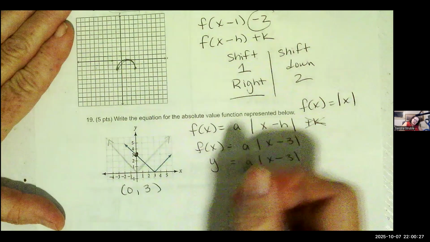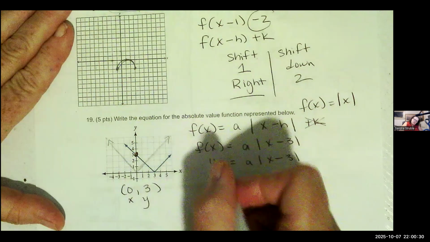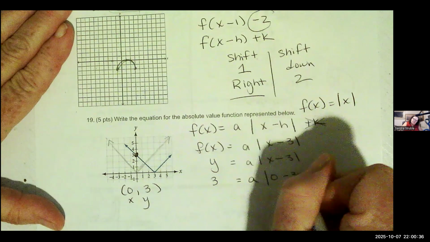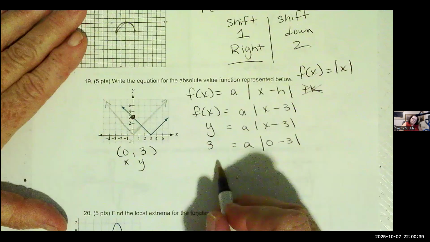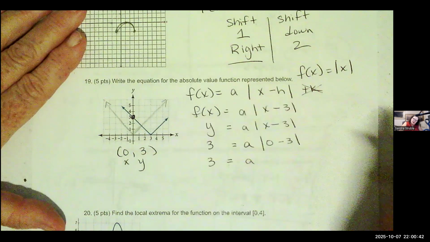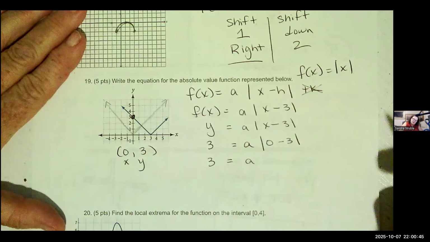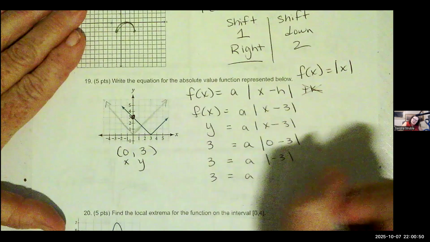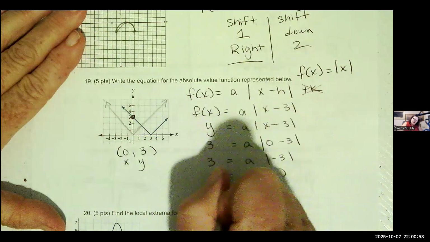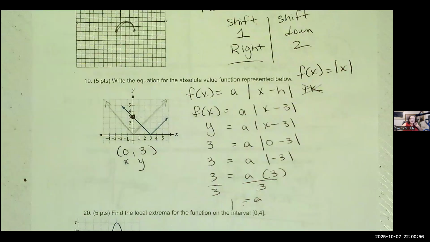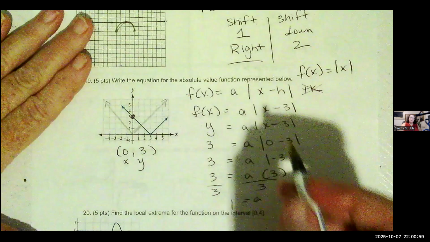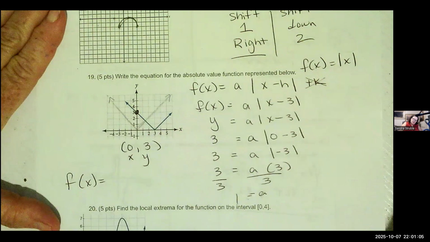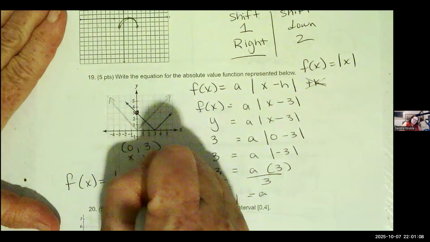Where the y is, because this is x, y, I'm going to substitute 3 for y. I'm looking for a. My x is 0. Now we're going to just solve for a. Absolute value of negative 3, because that's 0 minus 3 is negative 3. Won't miss any steps here. So absolute value of negative 3 is positive 3. Divide both sides by 3. And a is 1. So I didn't need to worry about that, but you never know. So all I need to do to rewrite this for my function is, well, it's 1. So it's just absolute value of x minus 3. There you go.